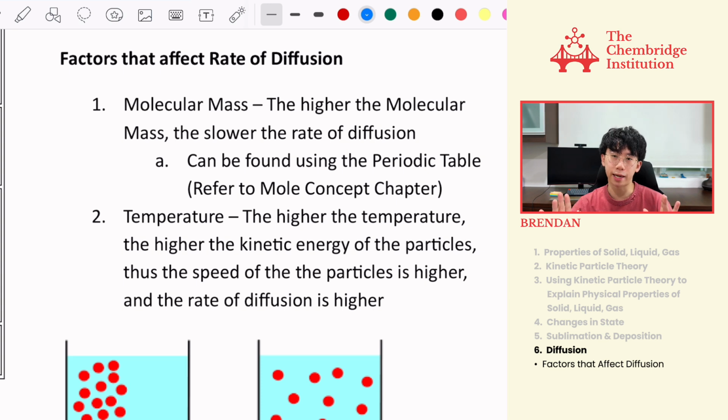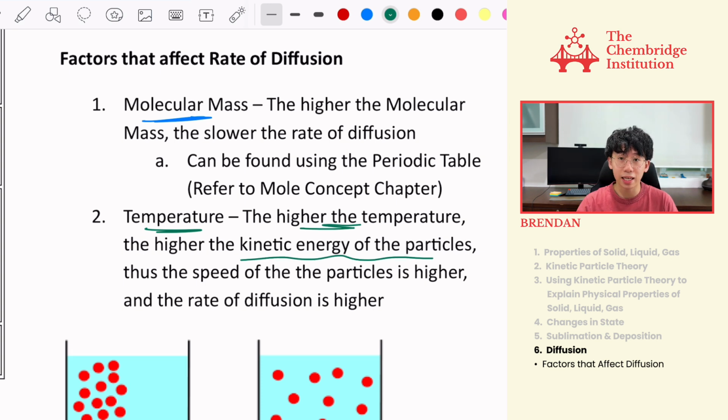So what are some factors that can affect the rate of diffusion? This is really important because it is very commonly tested in your exams. Number one, you have molecular mass. If the particle weighs heavier, then the rate of diffusion would be slower, which makes sense. Heavier things generally take more effort to travel. The second factor is temperature. The higher the temperature, the higher the kinetic energy of the particles, and therefore the particles will have a higher speed, and thus you will generally have a higher rate of diffusion.